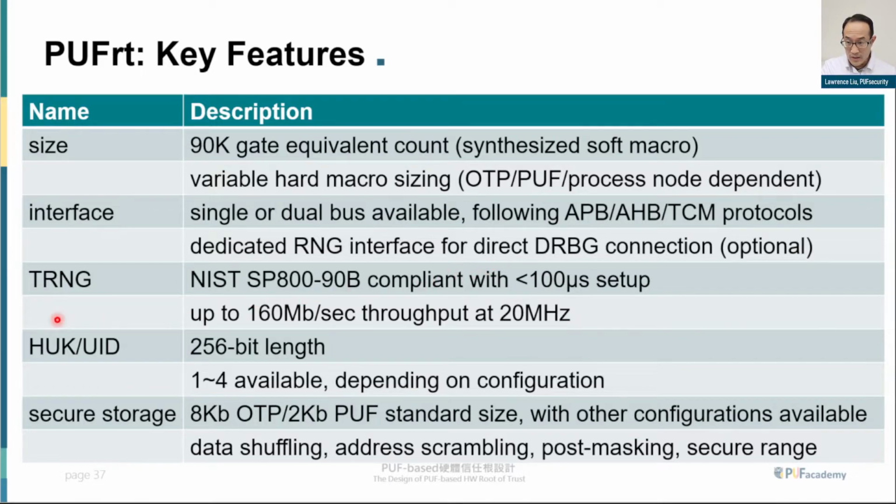And so the hardware unique key and the unique identifiers are about 256 bits in length, and there are 1 to 4 available depending on the configuration of the PUFrt. And the standard size of the OTP is 8 kilobits. Standard size of the PUF is 2 kilobits. And this can be customized depending on the customer's needs. And protection of secure storage is done through data shuffling, address scrambling, post masking, and secure range. So that's PUFrt wrapped up.